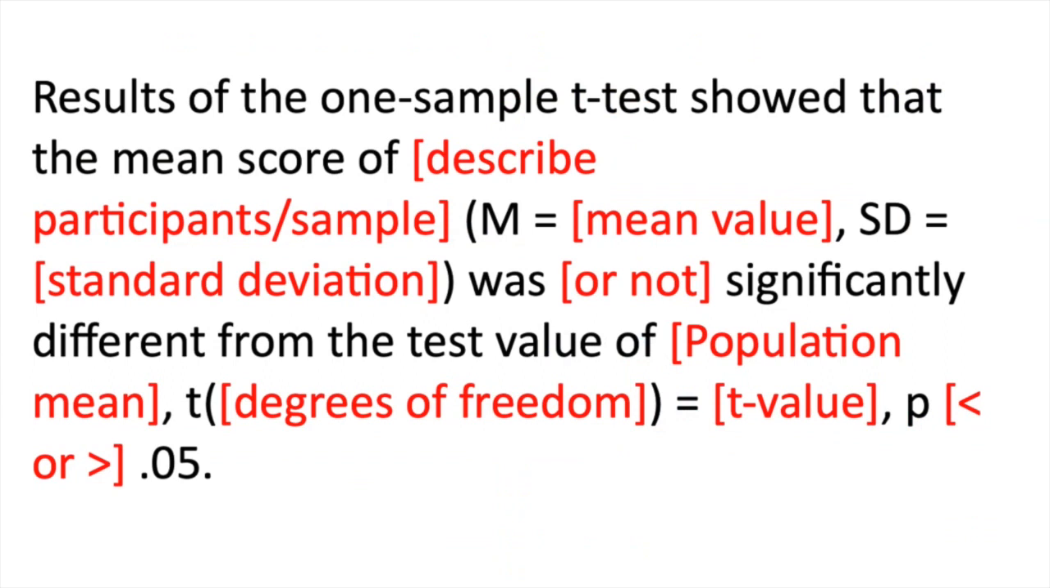And different from the test value of, here you put the population mean, t, and then in parentheses degrees of freedom, equals, and then the t statistic, and then p, and then put in the bracket, depending on whether it is less than or more than 0.05. Remember, if it's more than 0.05, use the greater than bracket. If it's less than 0.05, put the less than 0.05 bracket.